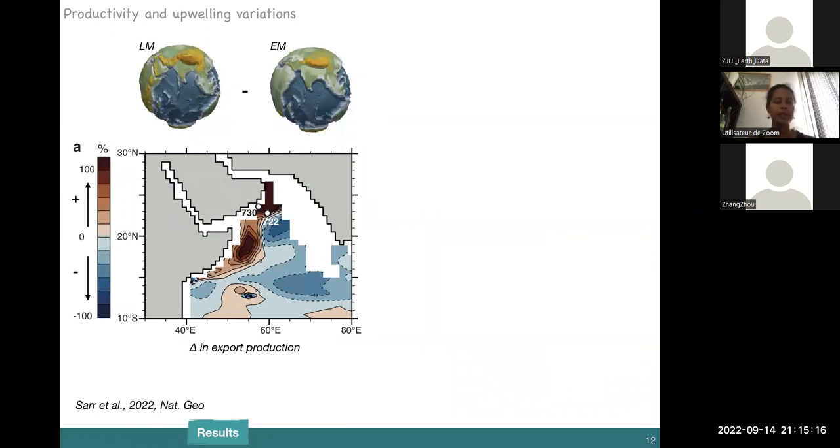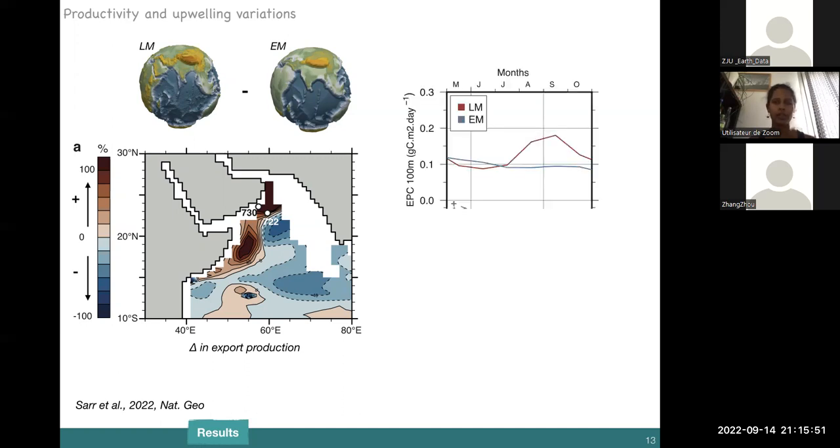On this slide, I display the variation in export production between the late Miocene and the early Miocene simulation. Export production is what we use in the model to track the amount of organic matter that might reach the seafloor. And it's almost directly related in the simulation to the biological activity. What I show here is that the transition from the early Miocene to the late Miocene simulation does produce a strong increase in biological productivity alongside the Oman and Somalia shorelines, almost what the data suggests.